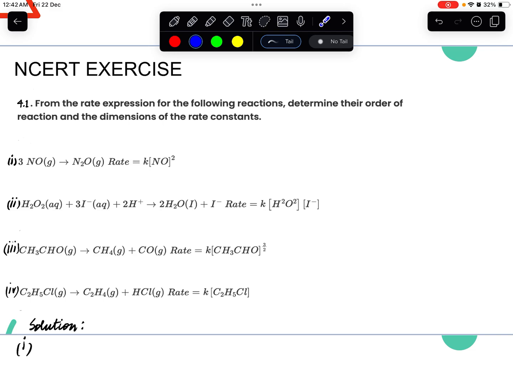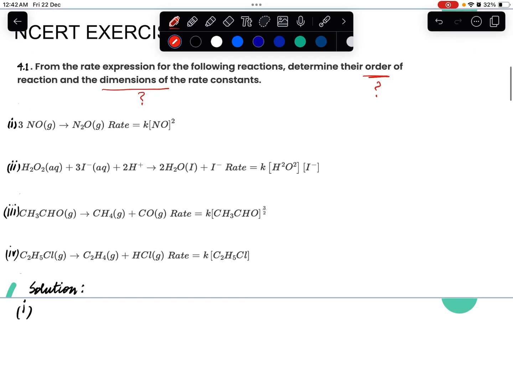In this, they have given that the rate expression of the different reactions are given, and we have to determine their order and the dimension of the rate constant. So the two things we have to find out. First is order of the reaction, and second is the dimensions of the rate constant. Okay. So let us have a look on the very first one.